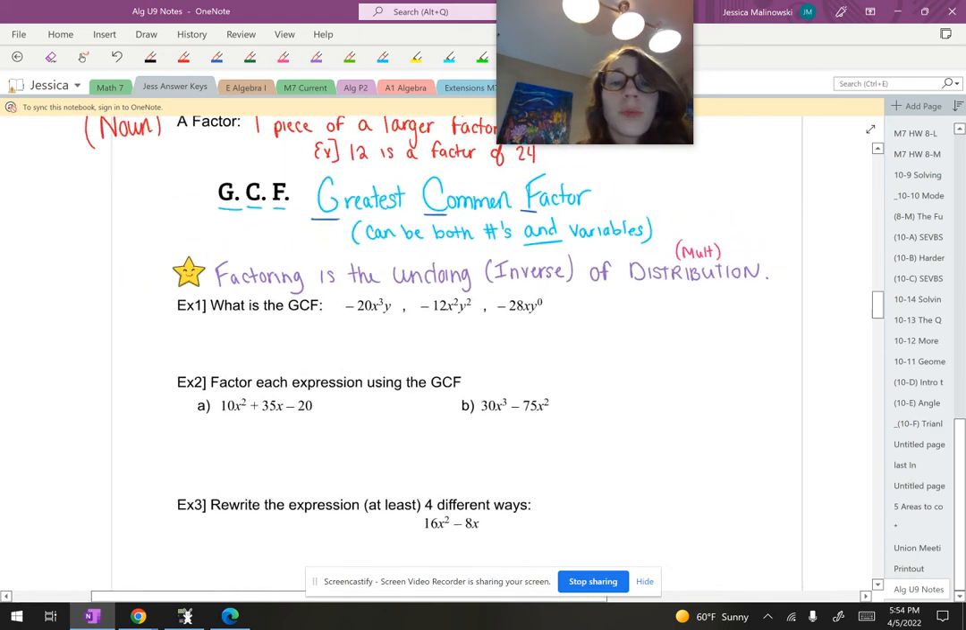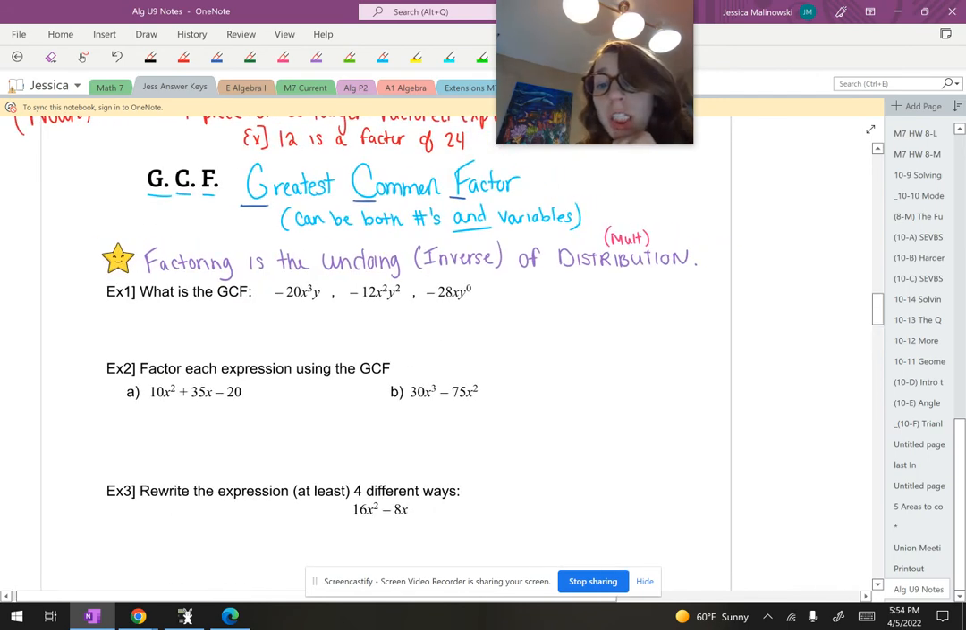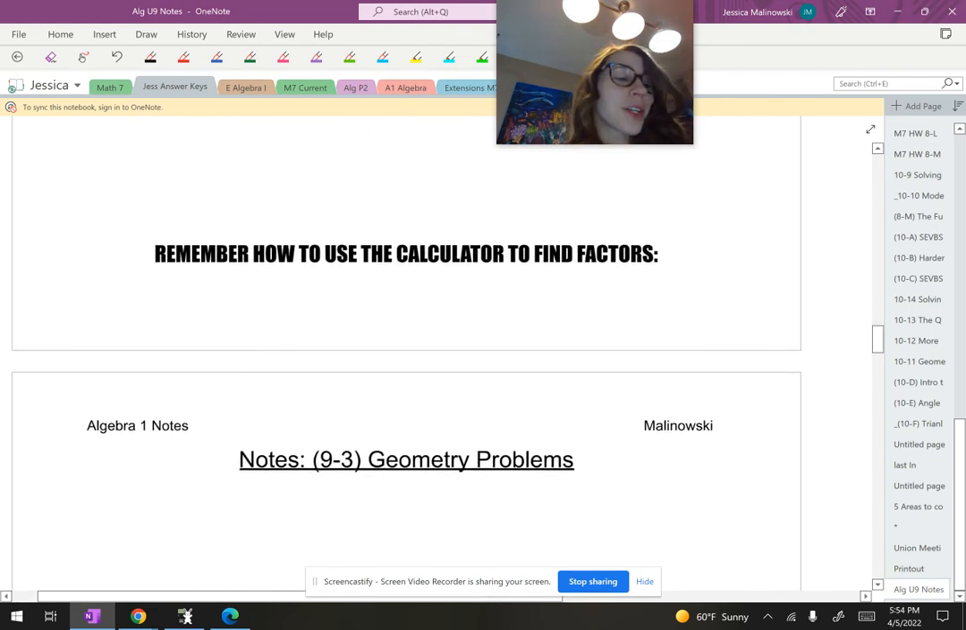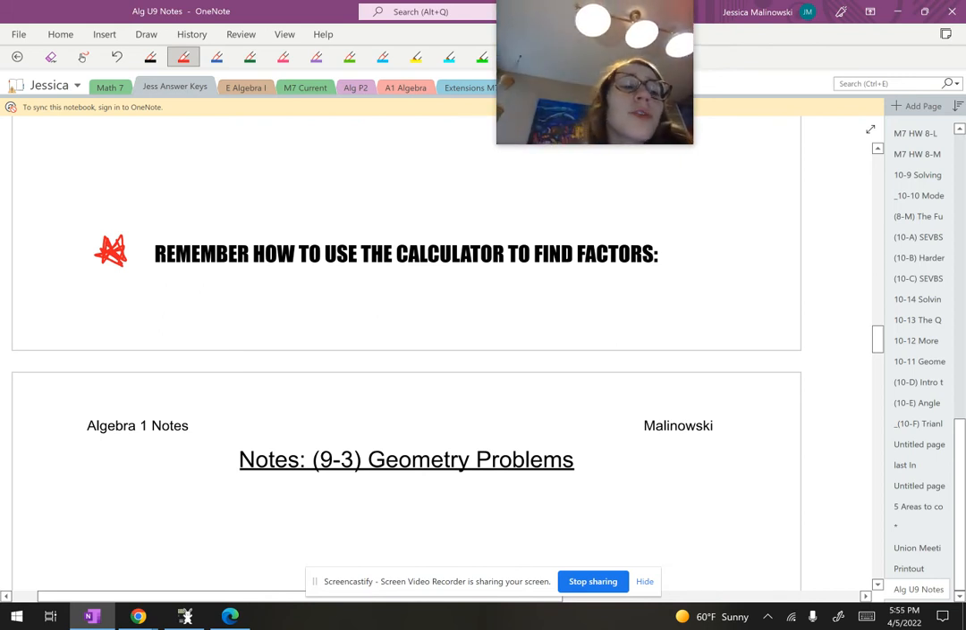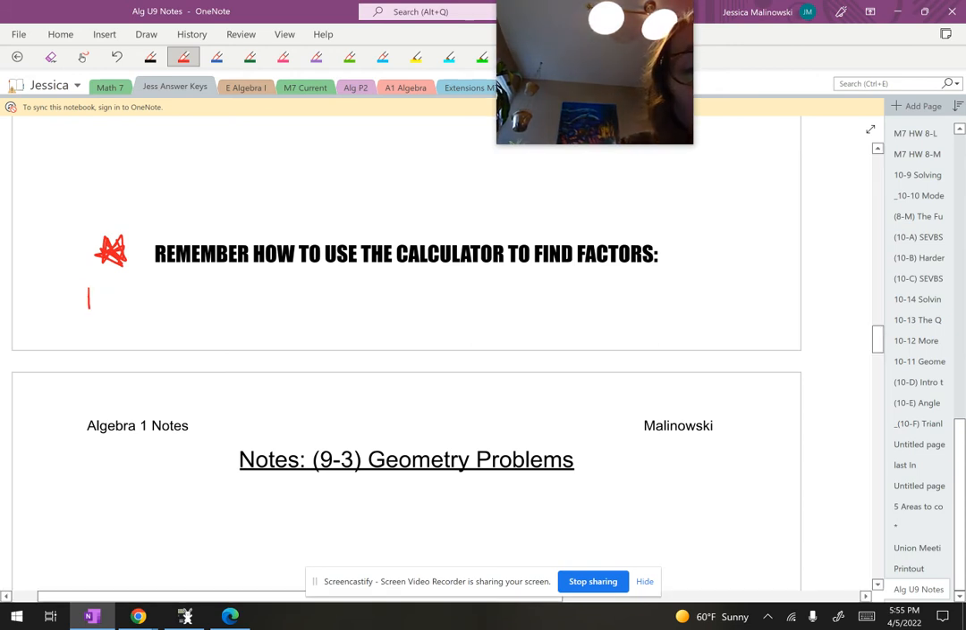All right, so we will take a look at the examples next. Just kidding. I'm going to do this last little piece down here first, because then all the stuff will be done and we'll just look at the examples. So remember, this is going to come in handy for one of your practice problems at the end, and also later in this unit. Remember how to use that calculator to find factors. Well, first, you are going to hit y equals.